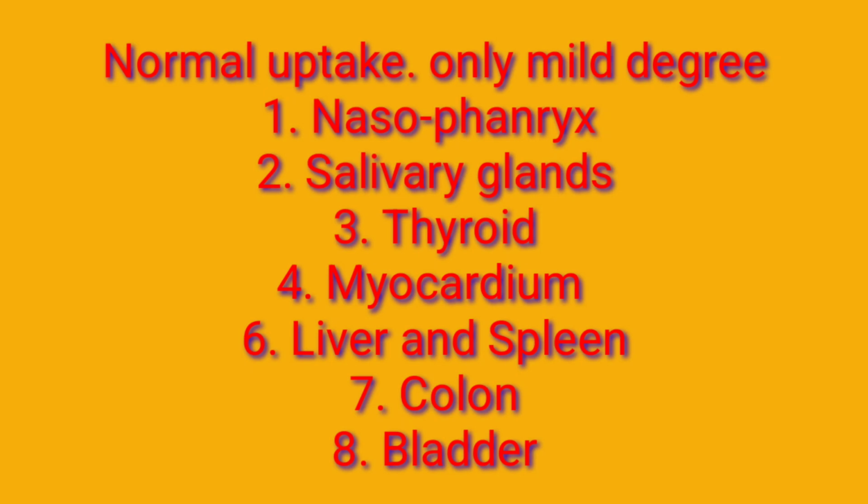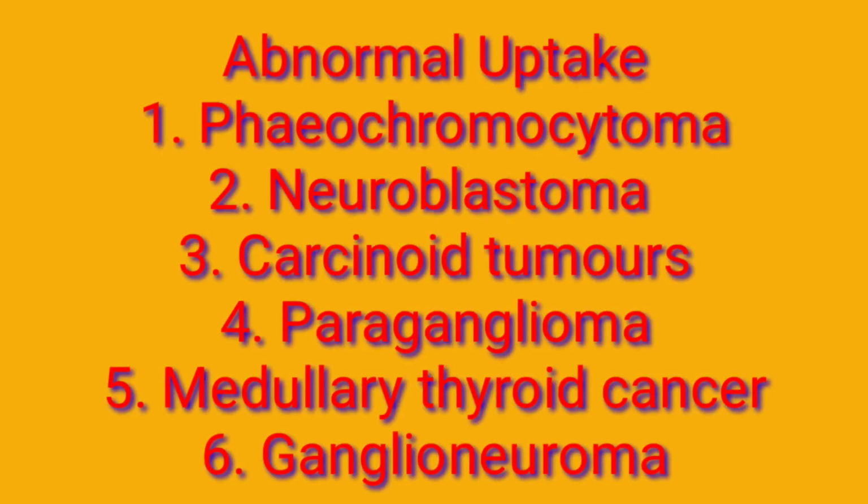So mind you that this would be a normal uptake, a mild degree of uptake, and this should not be confused with pathology. It should not be considered that there is abnormal growth or abnormal cells within the salivary glands, nasopharynx, myocardium or the areas mentioned in the list. While analyzing the radiotracer uptake, you should have the patient's information with you, you should have the clinical record for correlation, and then you have to look for the abnormal uptake of the radiotracer.